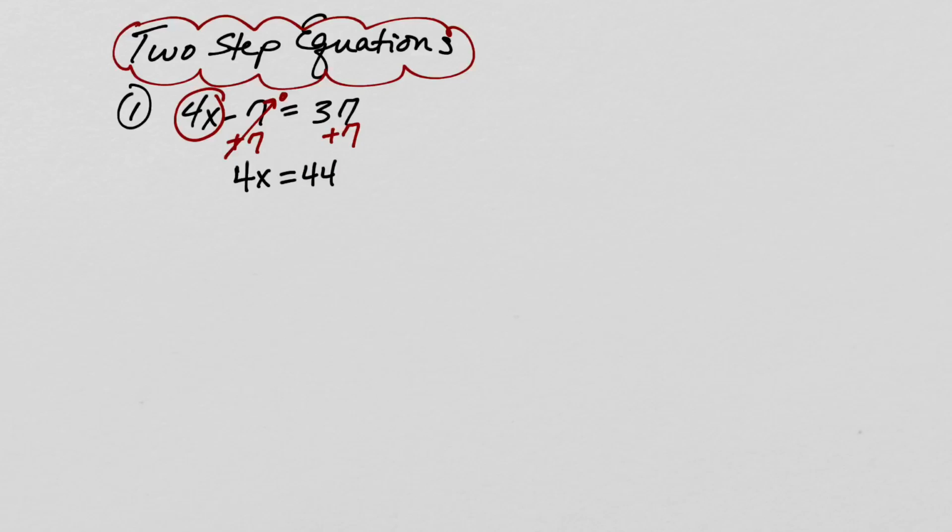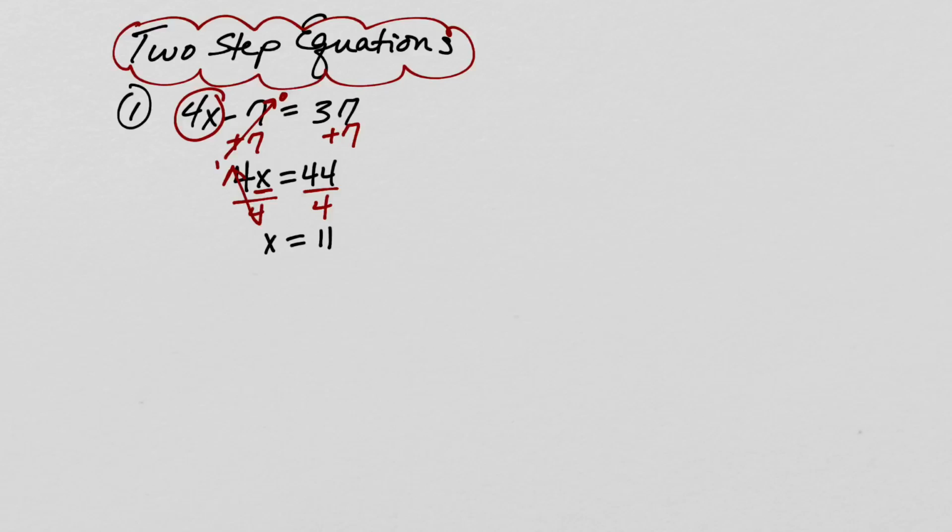Here I'm going to identify that I need my coefficient to be 1. So the inverse operation of multiply by 4 is going to be divide both sides by 4. 4 divided by 4 equals 1. And when I simplify, I'm going to get x equals 11.